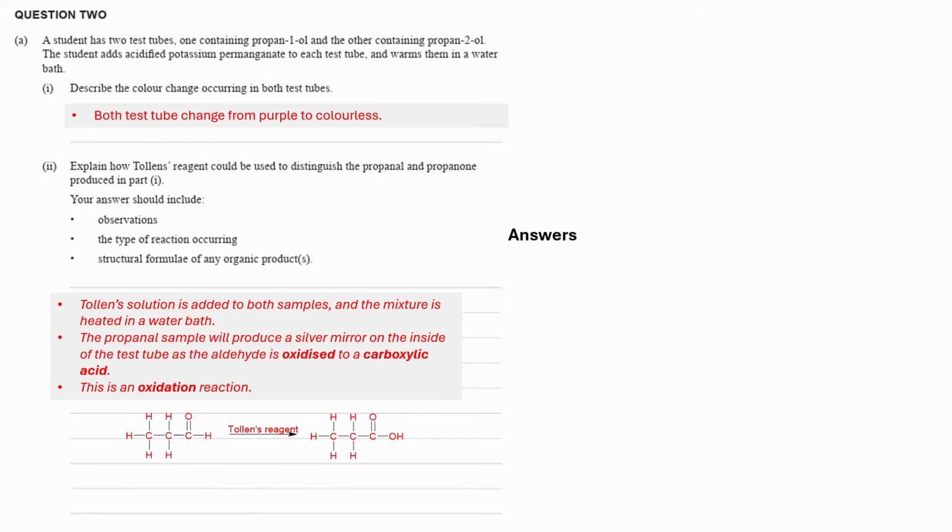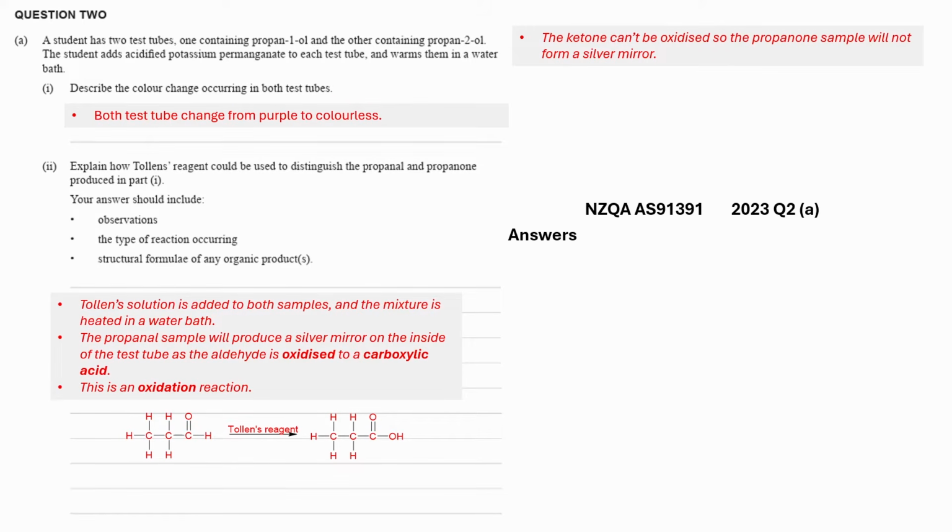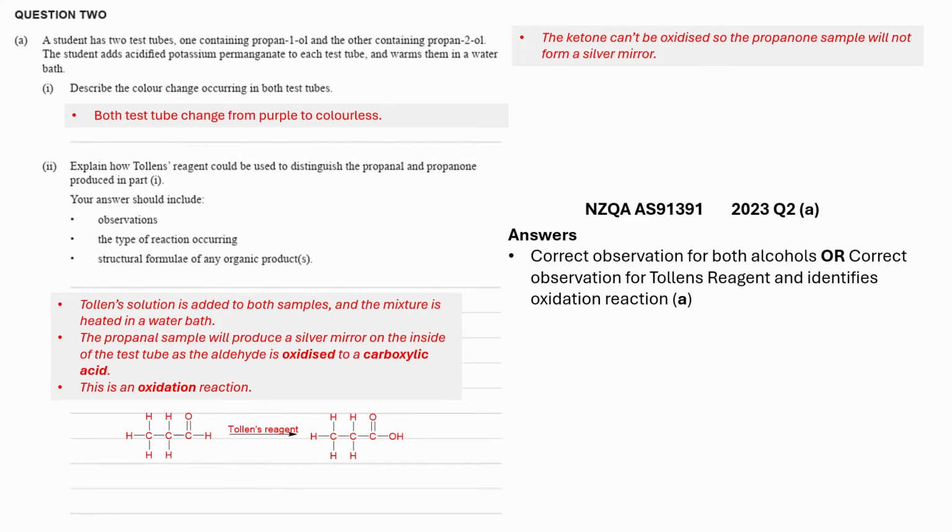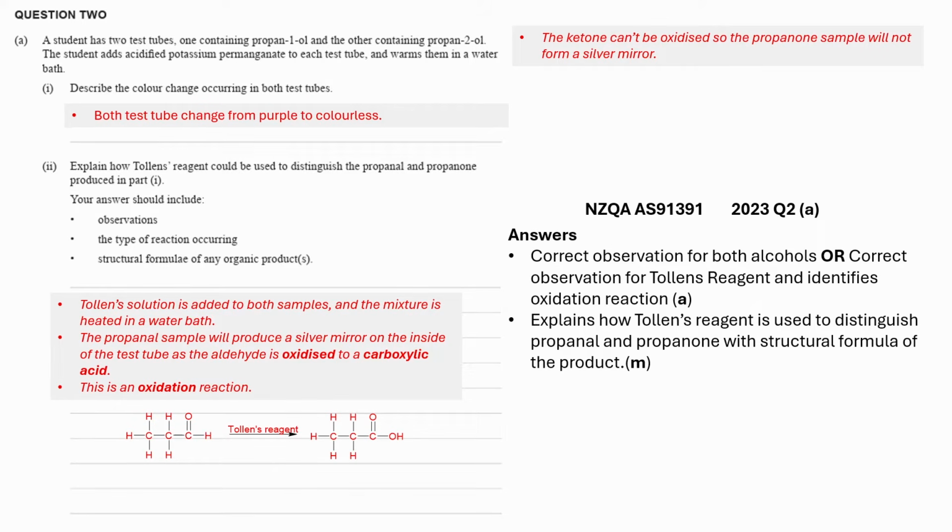We write oxidation here. The ketone can't be oxidized. So I'm saying, okay, the ketone can't be oxidized, so propanone will not form a silver mirror. That's how we tell the difference between propanal and propanone. Okay, so how did they answer this? If you had the correct observation for both alcohols, that's purple to colorless, or the correct observation for Tollens reagent, you get Achieved. If you explained how Tollens reagent can be used to distinguish between propanal and propanone with the structural formula product, you get Merit. This is a merit question.